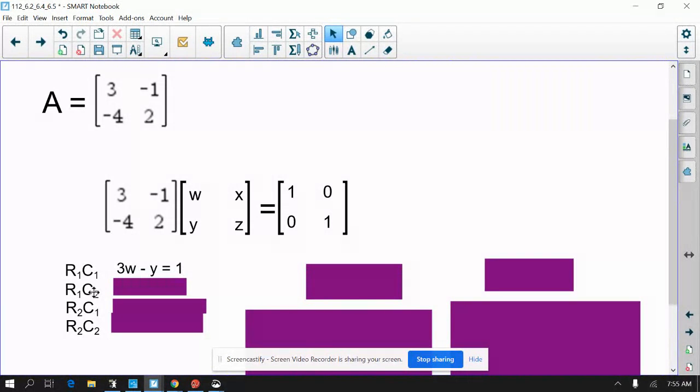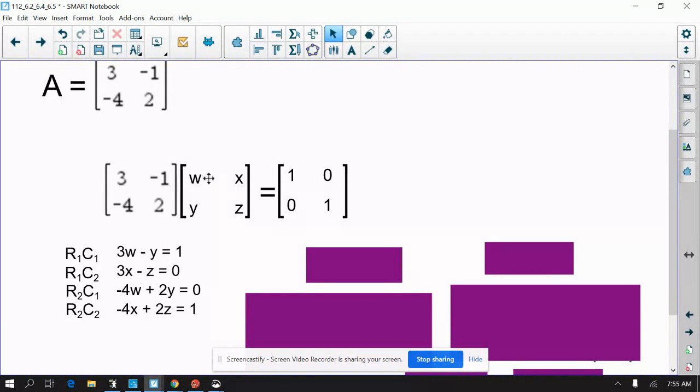And then row 1 times column 2, that will be 3 times X minus 1 times Z. Row 1, column 2 will give me the answer in row 1, column 2, which is 0. And then row 2 times column 1 gives me the answer in row 2, column 1. And then row 2 times column 2 gives me the answer in row 2, column 2.